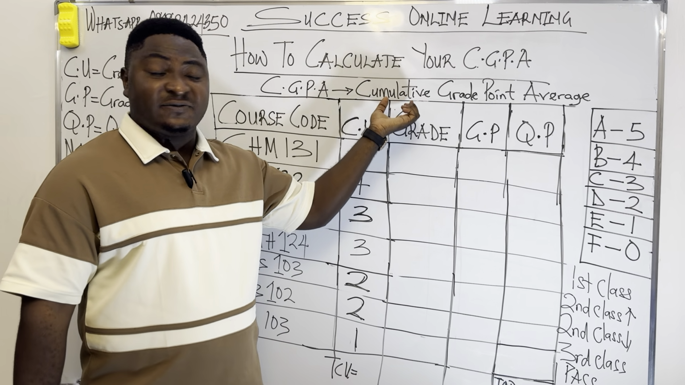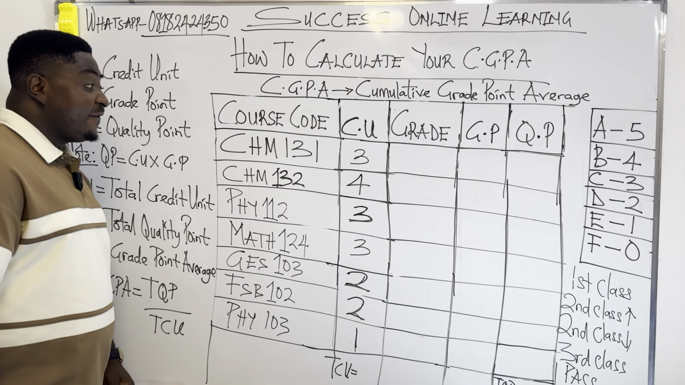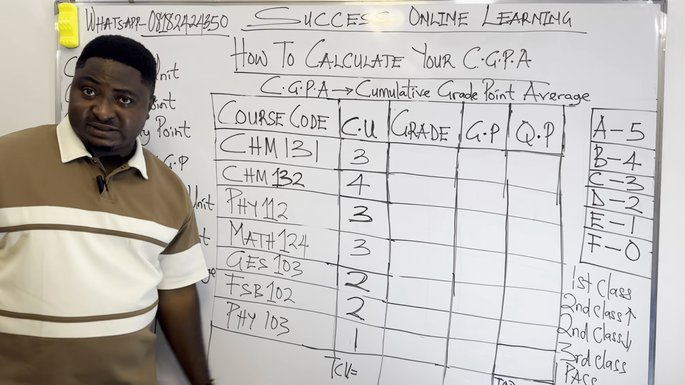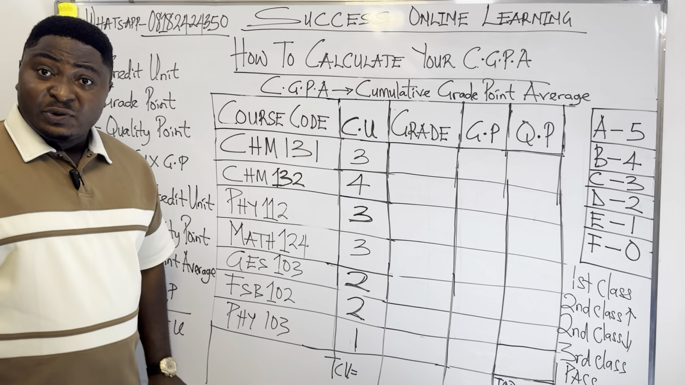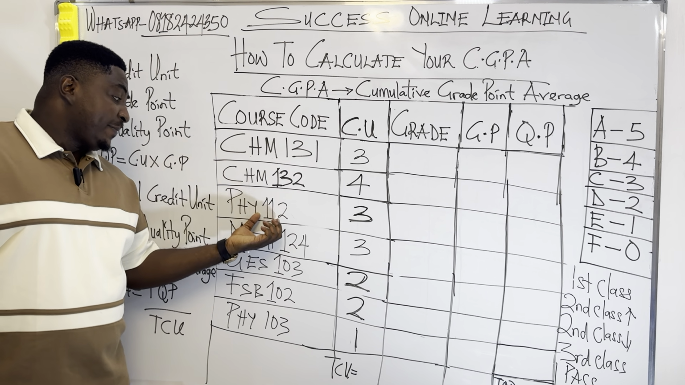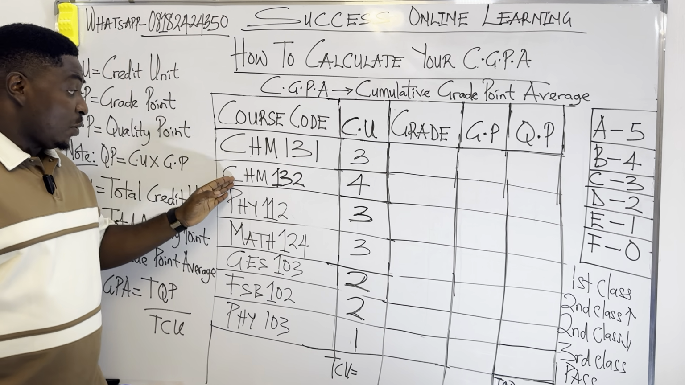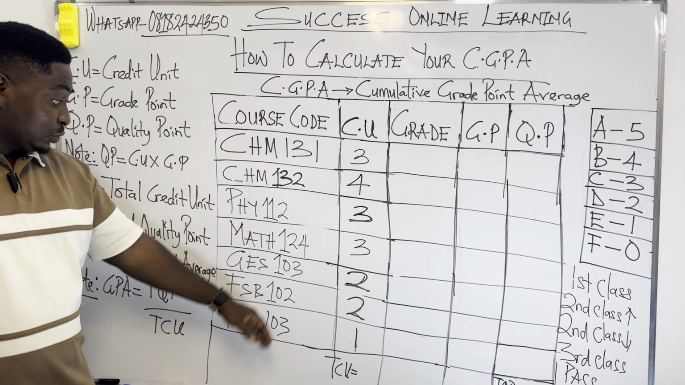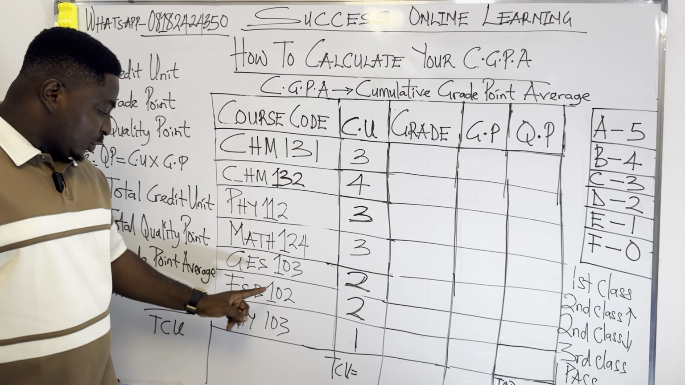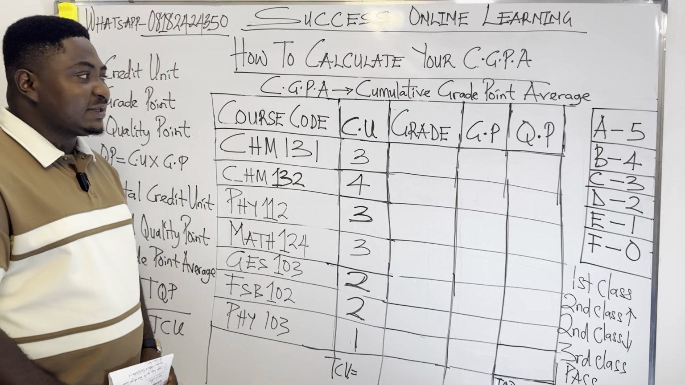Now, without wasting much time, I'd like to start simply with, I already told us that CGPA means Cumulative Grade Point Average. First things first, if you want to calculate your CGPA, you first list out all your courses. Are we together? You list out all your courses. These are courses offered by a particular student in a particular semester. We have Chem 131 Chemistry, Chem 132, Physics 112, Math 124, GS 103, FSB 102, and Physics 103. These are the courses offered by a particular student in a semester.